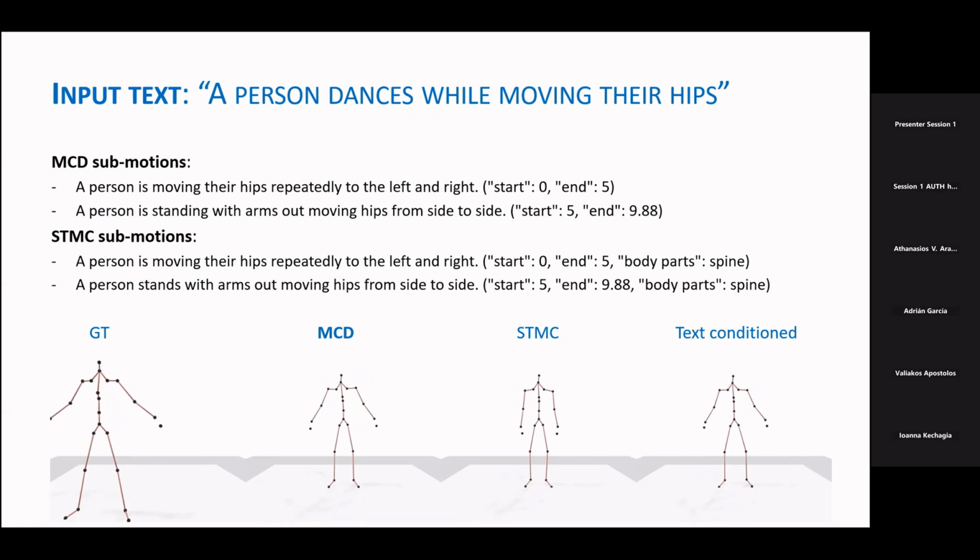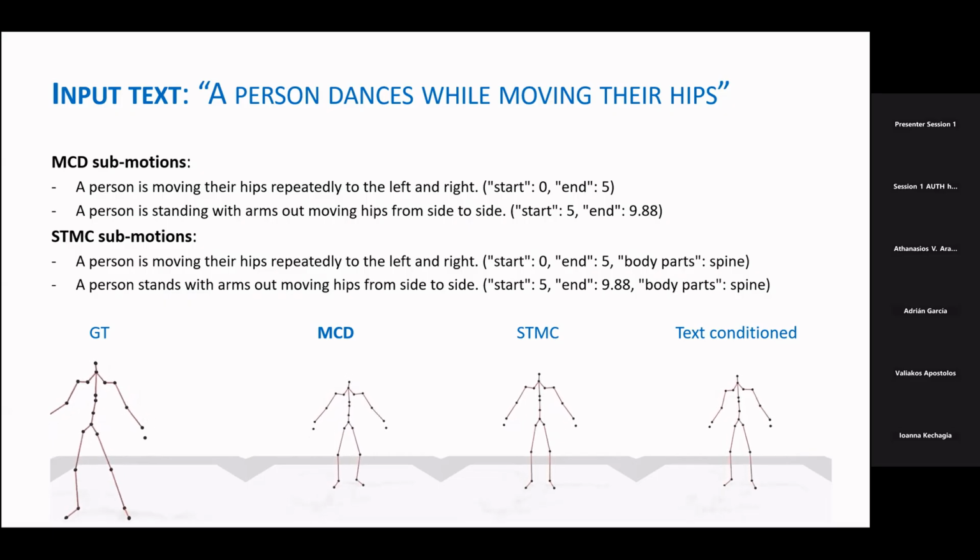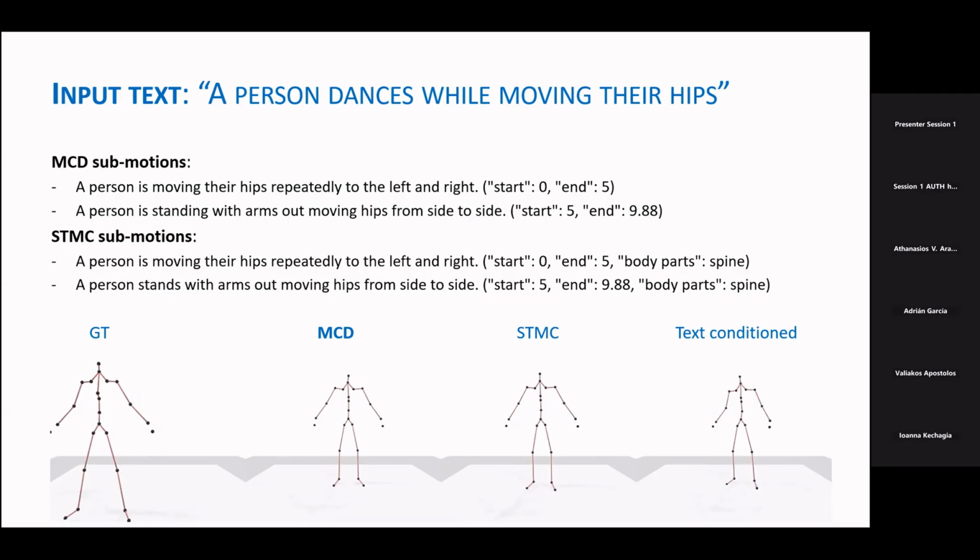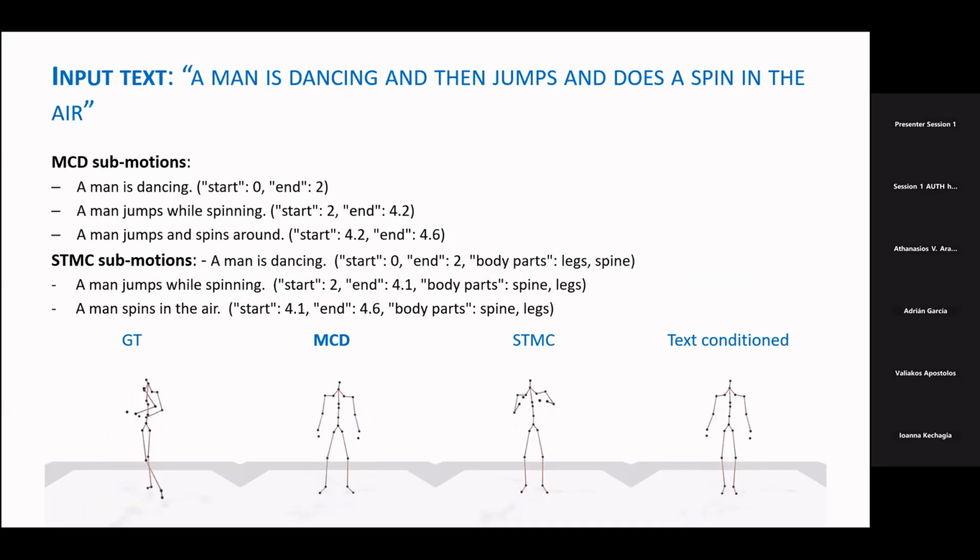Again, another movement here. A person dances while moving their hips. Again, the decomposition and the results. So let us have a quick look into the results. So our model tried to do the hip movement. Maybe it's not perfect, but the other two models are almost static.